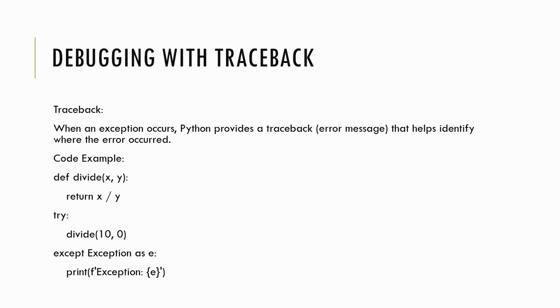When an exception occurs, Python provides a traceback message, which is a detailed error report that helps you identify where the error happened in your code. Here we see that when we try to divide 10 by 0, Python raises a ZeroDivisionError and provides a traceback to help you pinpoint the exact location of the error.